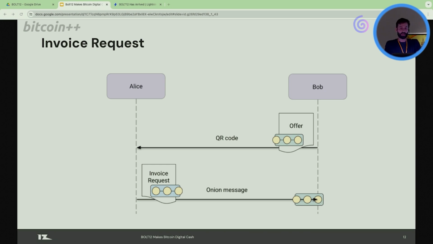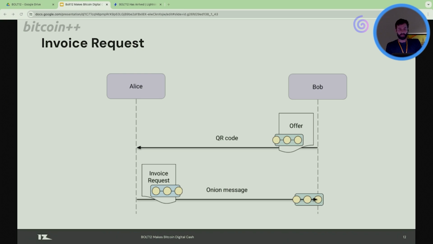As part of that, Alice would also include a blinded path back to her, which we call the reply path. And this allows Bob to send the invoice to her without actually knowing her node ID. Because before, the communication of the offer may have been through a QR code. So at that point, he may have no idea who Alice is, and he still wouldn't.